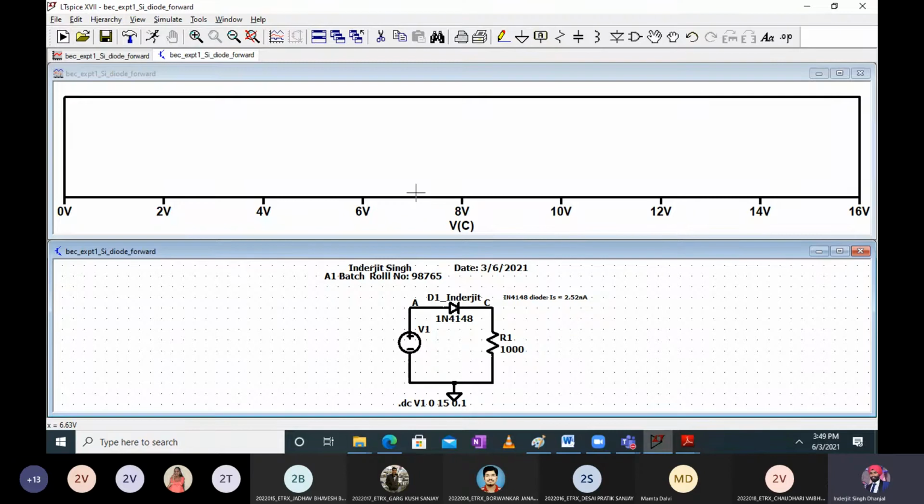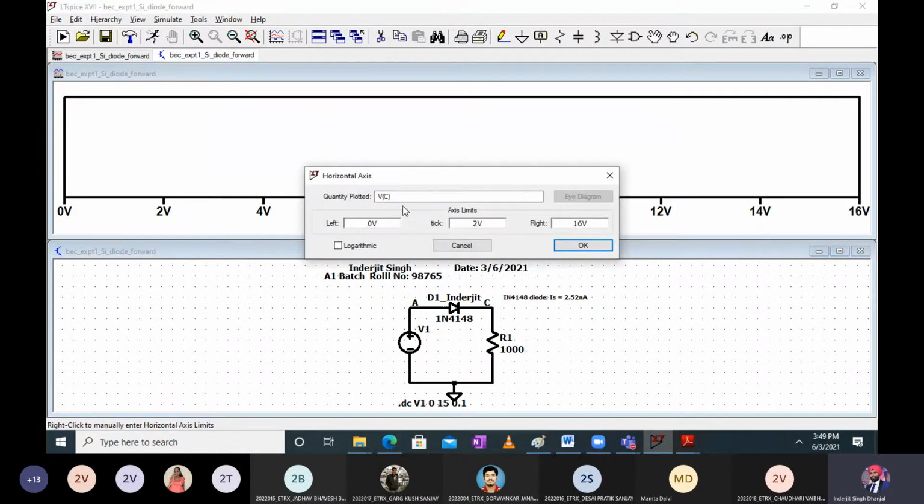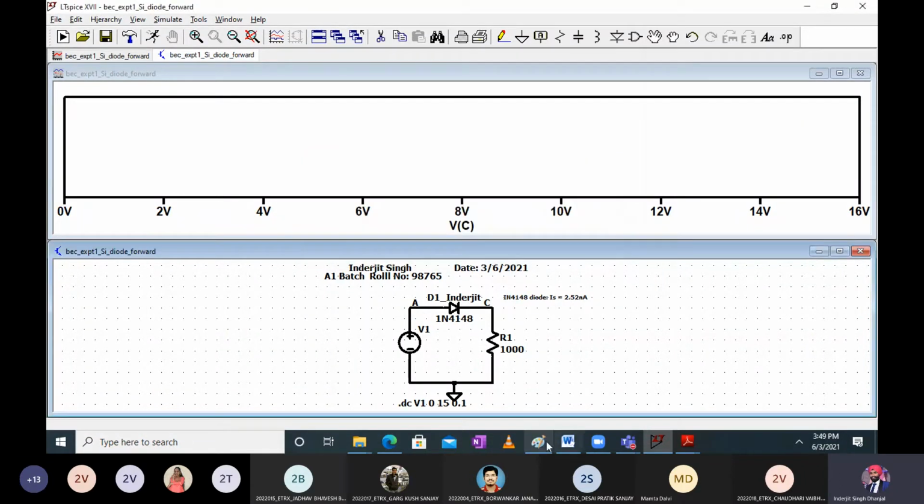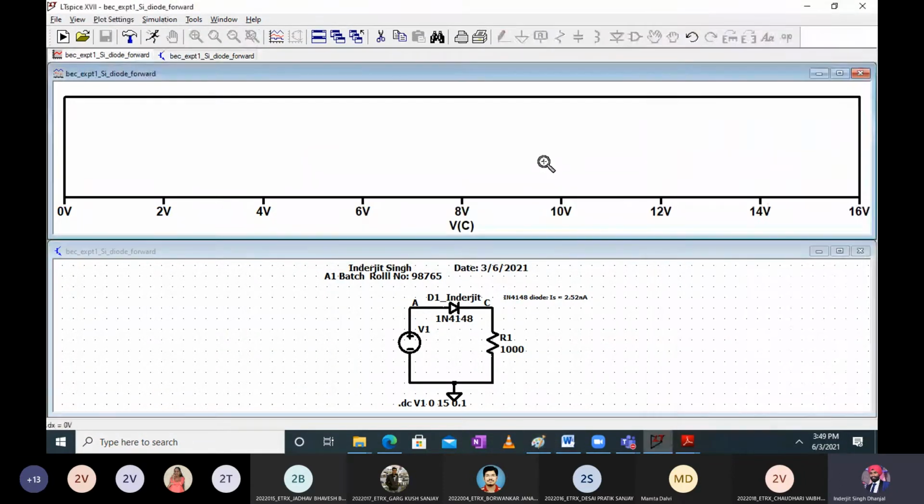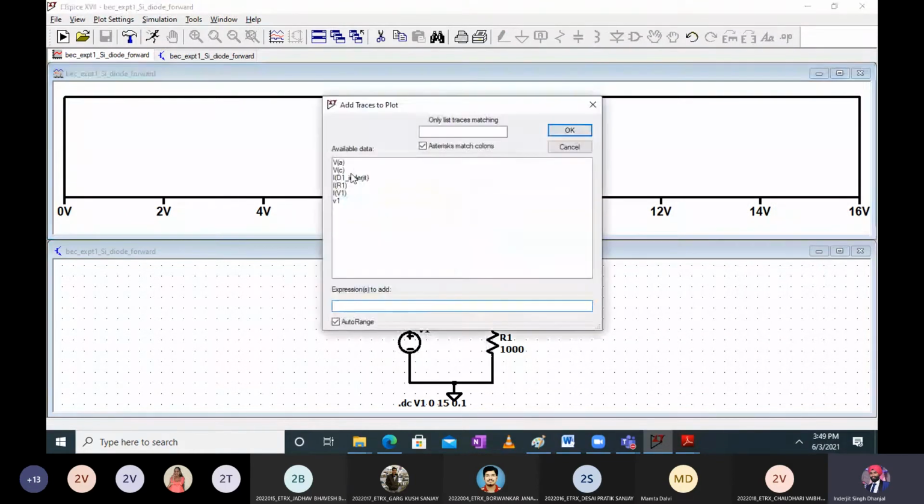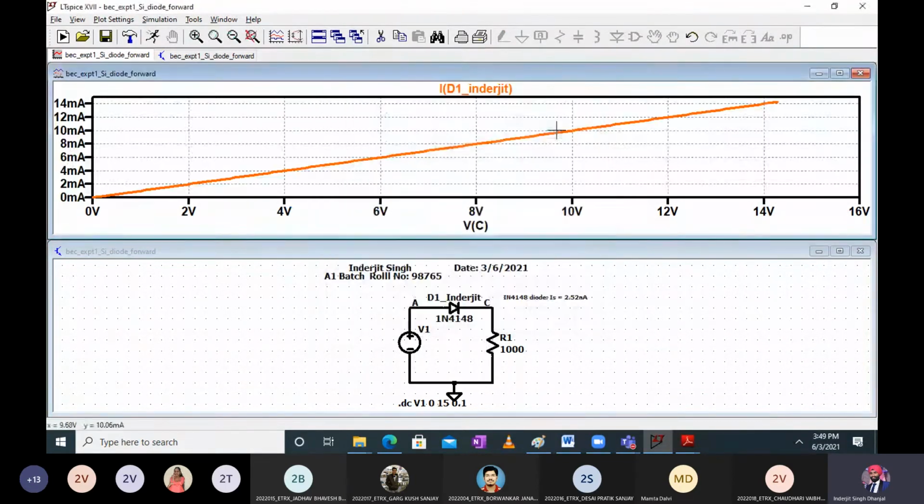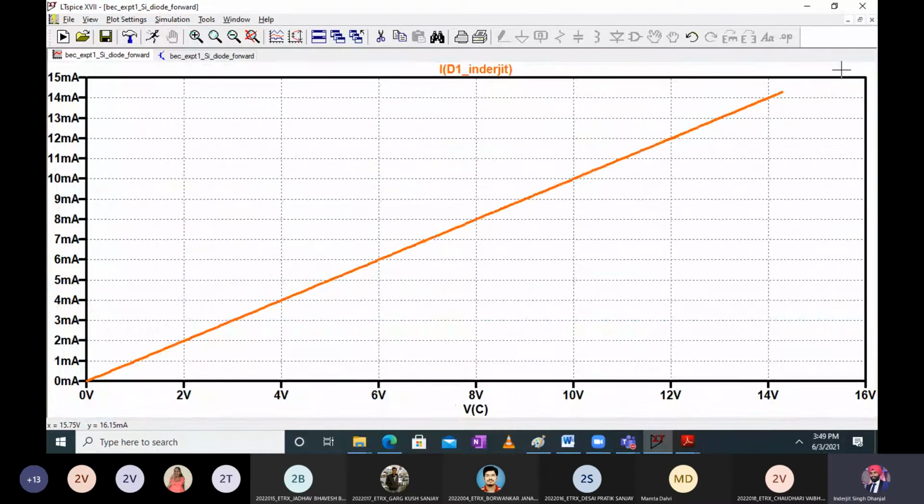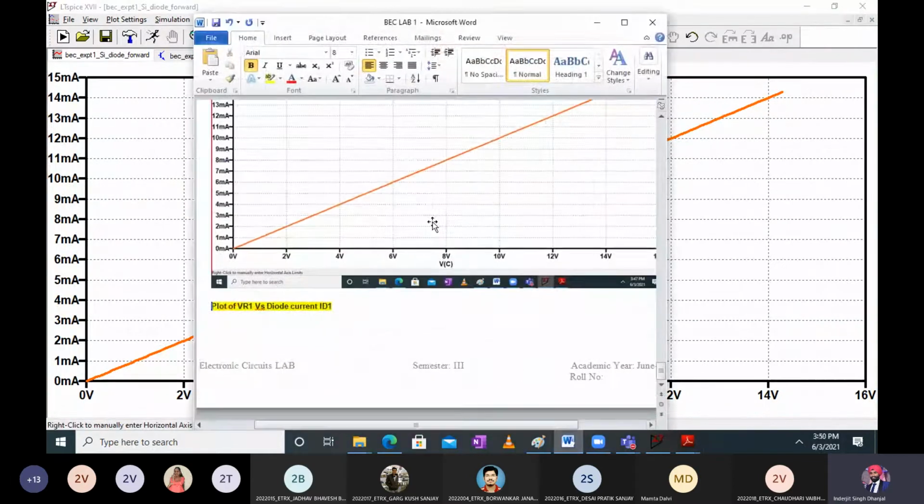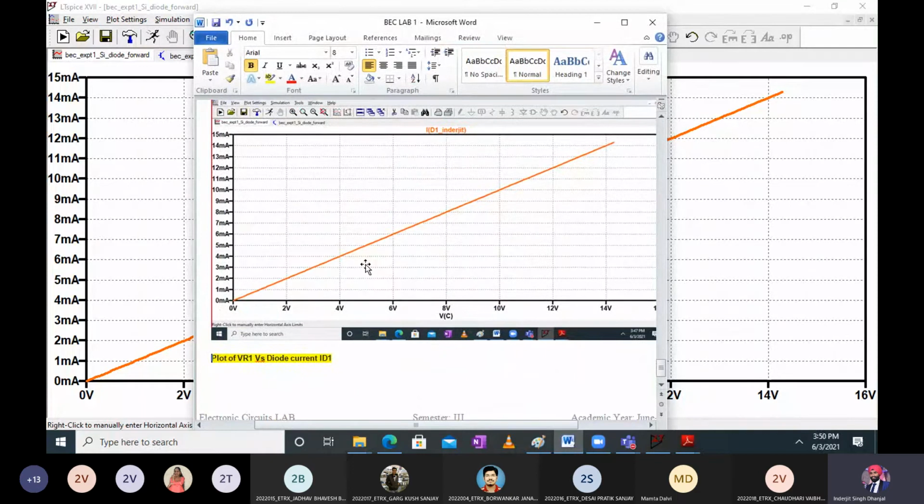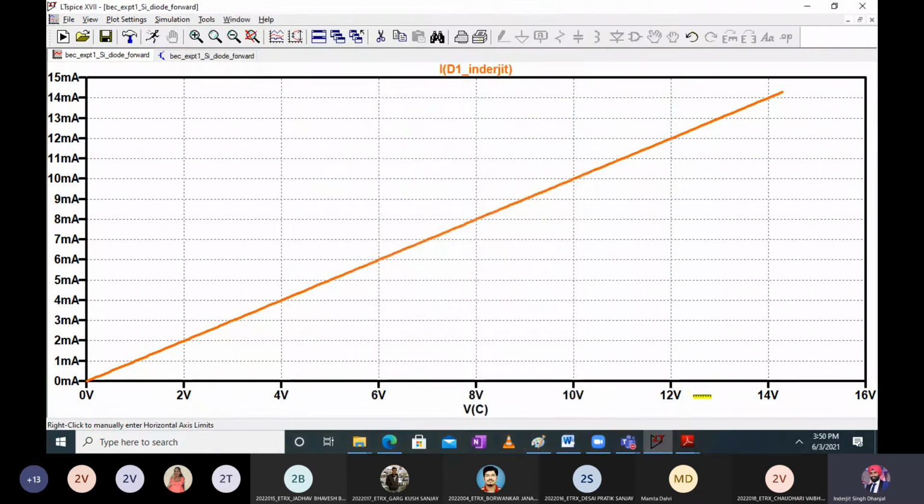What we have to write there? V of C. Here it was V1, so you have to write V of C. V of C is nothing but VR1, voltage across the resistor. And then you plot the current, I of D1. That's it. That's how you get the straight line. And this you take the print screen and attach it in the write-up and call it plot of VR1 versus the diode current ID1.